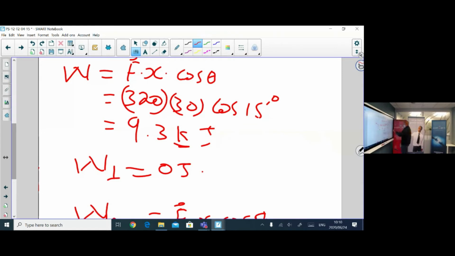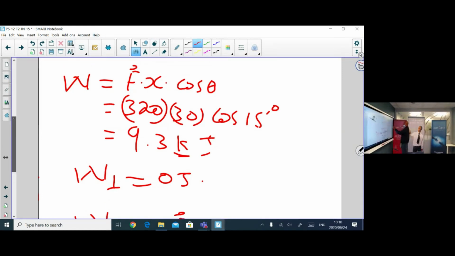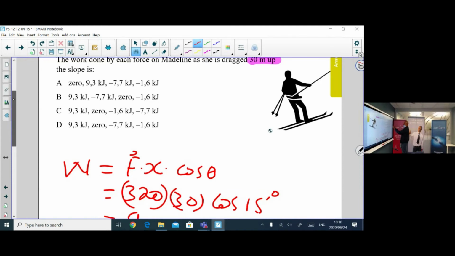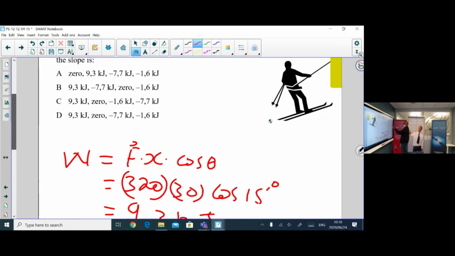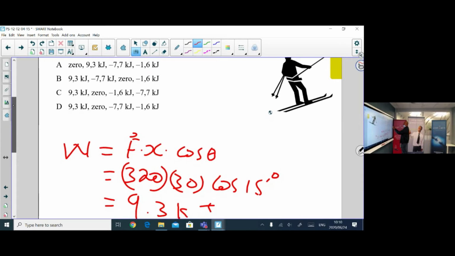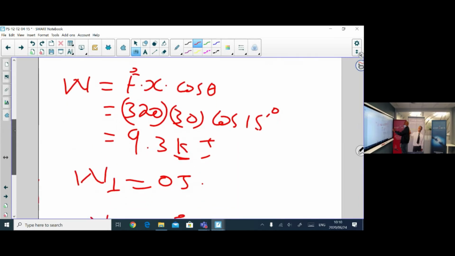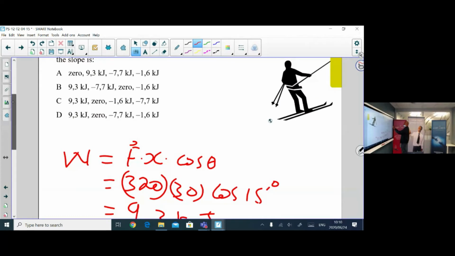All right, let us go up and check. We have which is 9.3. We have number B, which has 9.3, number C 9.3, number D has 9.3. Okay, let us carry on with the perpendicular one.